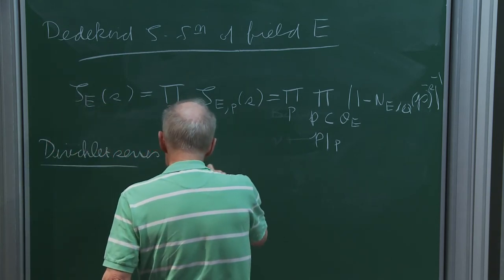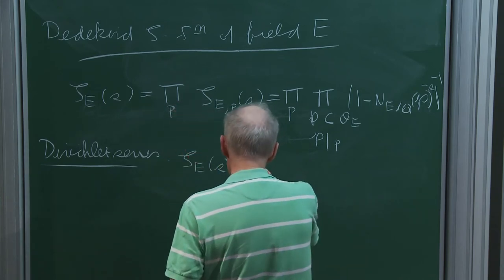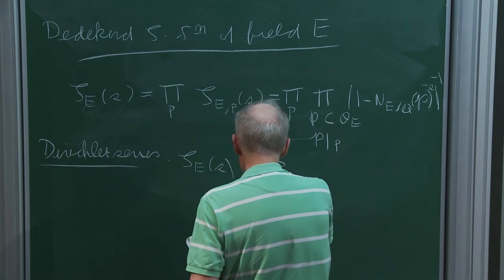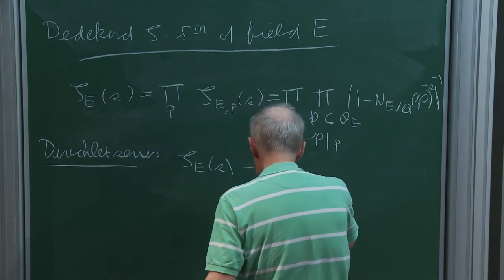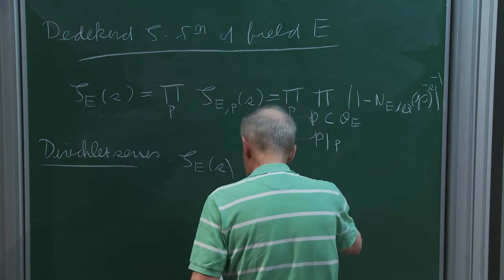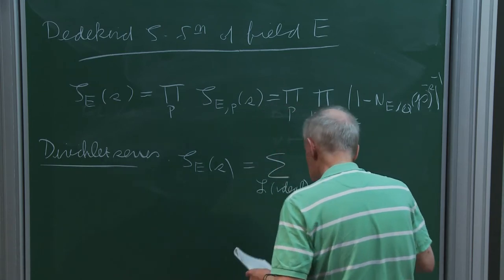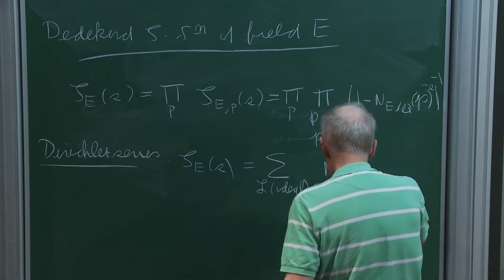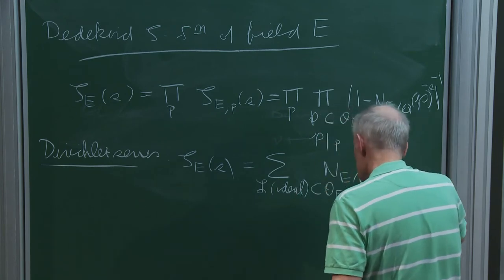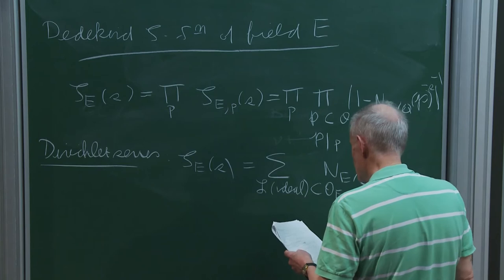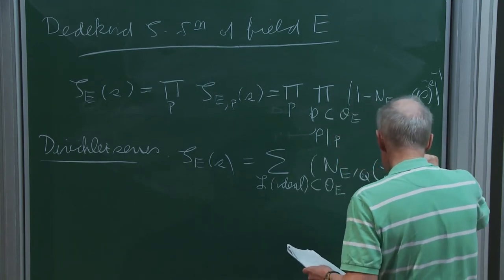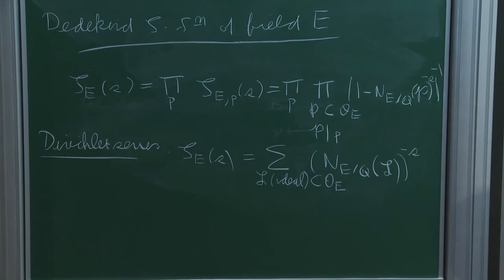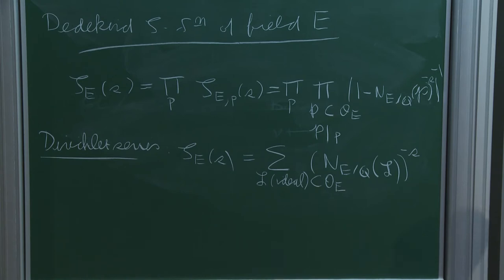Zeta E of S. So it's a sum over integral ideals in O_E of the norm from E over Q of the ideal to the minus S, which you can then write out by taking these norms as an actual Dirichlet series, a sum over positive integers n.